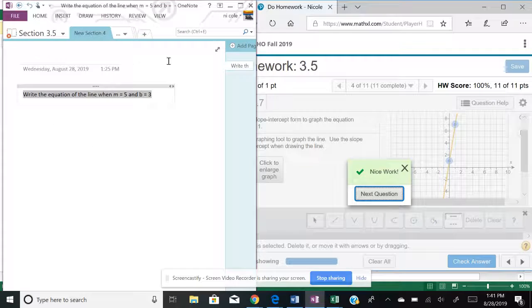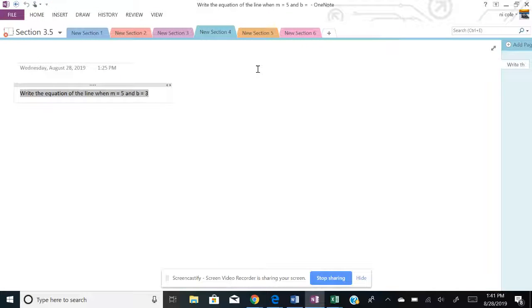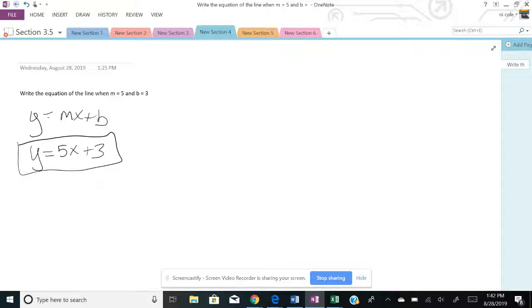Now let's go to section 4. All right. So we want to write the equation of a line when m, our slope, is equal to 5, and our intercept b is equal to 3. The first thing I would like to see here is y is equal to mx plus b. Then you're going to fill in m and b. What is m? It's 5x plus 3. And that is your answer. It's as simple as that. You're going to have so much fun with this.